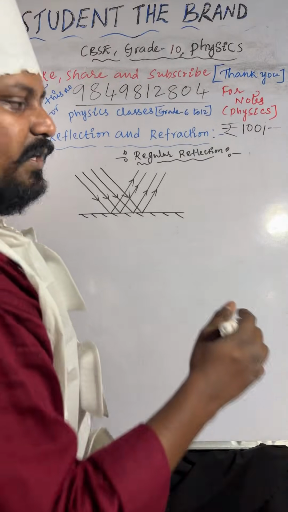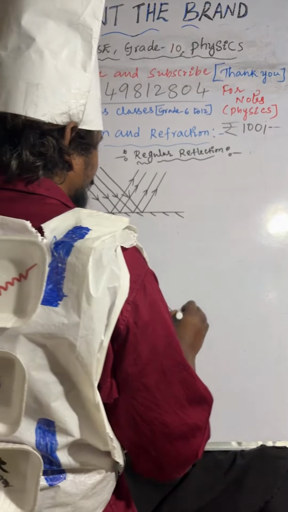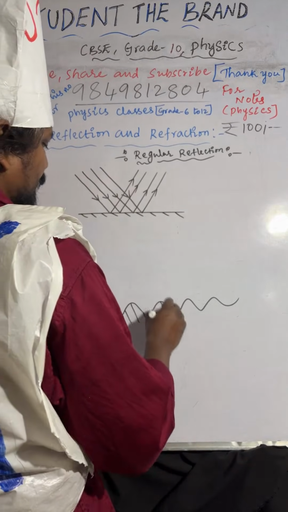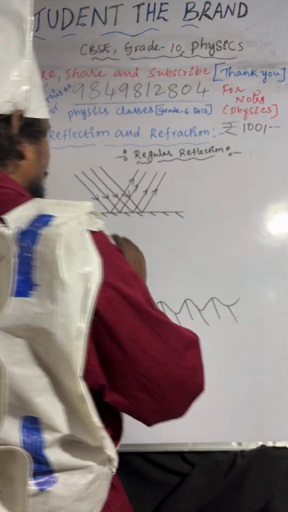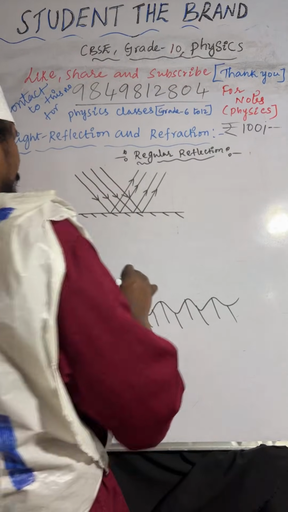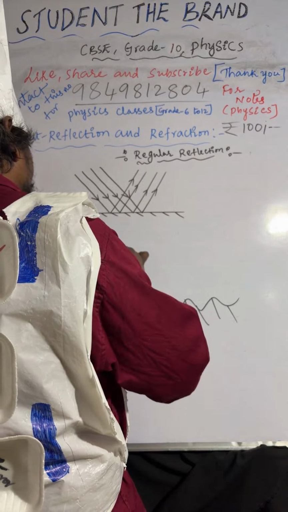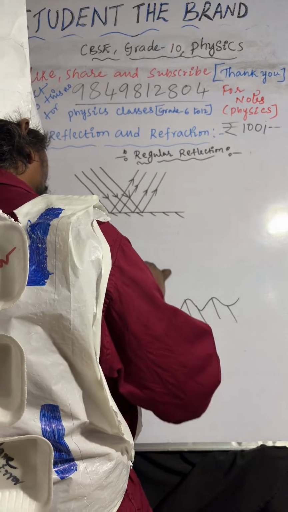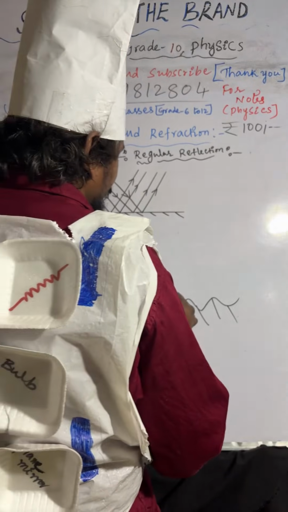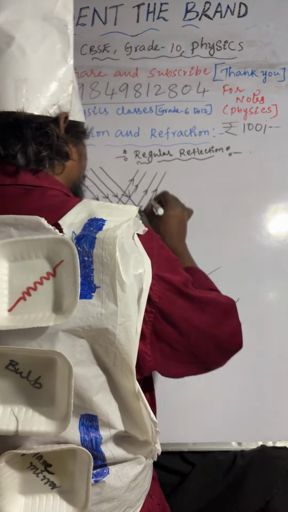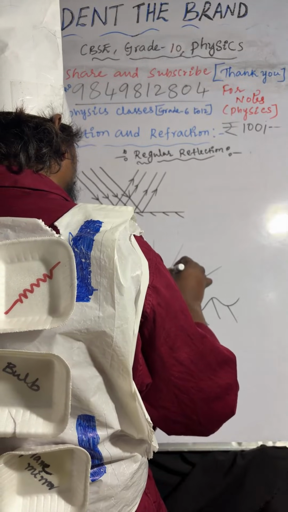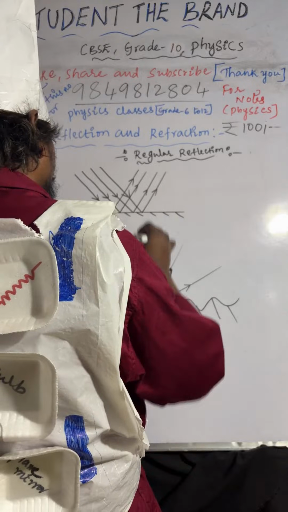Coming to irregular reflection, you can see here like this, you can observe. Incident light rays are parallel but reflected light rays are not parallel to each other. These are the incident light rays. A few questions we will also discuss. So these are the reflected light rays. These light rays are moving in different directions like this.